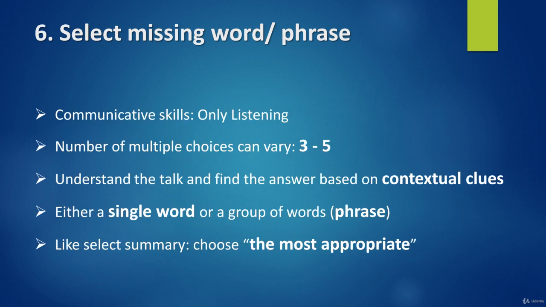In this question type, you hear a short clip. It is cut before the last sentence ends. You'll just hear a beep. You have to choose the right option to complete it. Number of multiple choices can vary between 3 to 5. For this, you need to understand the talk and find the answer based on contextual clues.